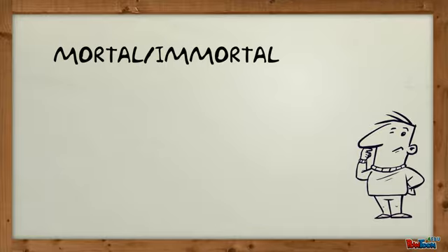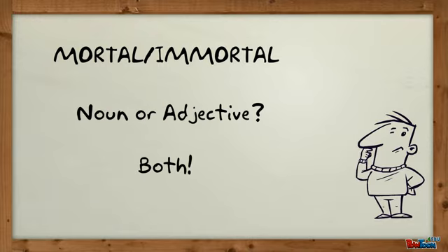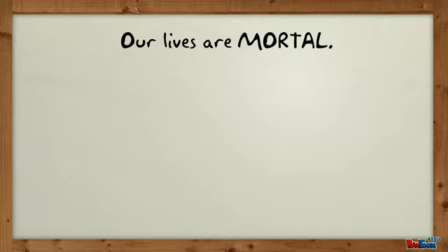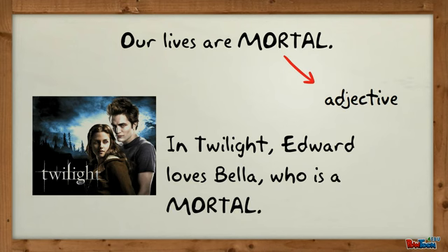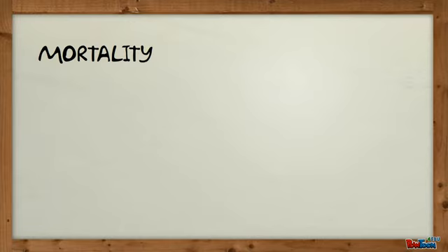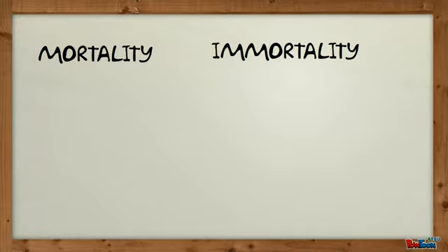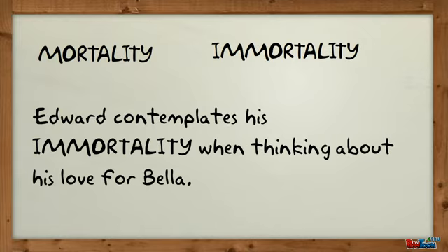By the way, mortal and immortal can be both nouns and adjectives depending on how they are used. In the sentence, our lives are mortal, mortal is an adjective because it's describing our lives. But in the sentence, in Twilight, Edward loves Bella, who is a mortal, mortal is a noun. But there's another noun that goes with this: mortality. It means the idea of life having an end at some point. And immortality is also a noun that's an idea. Edward contemplates his own immortality when thinking about his love for Bella.